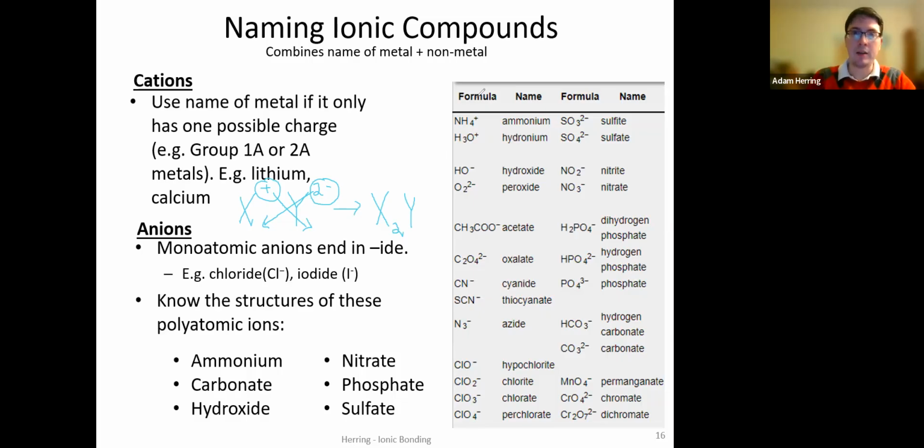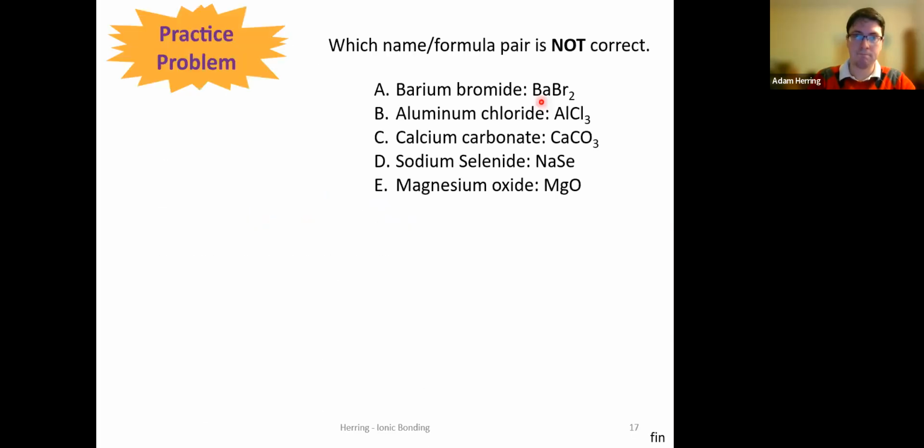All right, let's go ahead and practice this. Which name and formula pair is not correct for these substances? Remember what we talked about. When you combine the ions, you need to crisscross the charges of those ions in order to get the proper number of each element in the compound. So pause the video and try this on your own. Welcome back. So let's work through each of these individually.